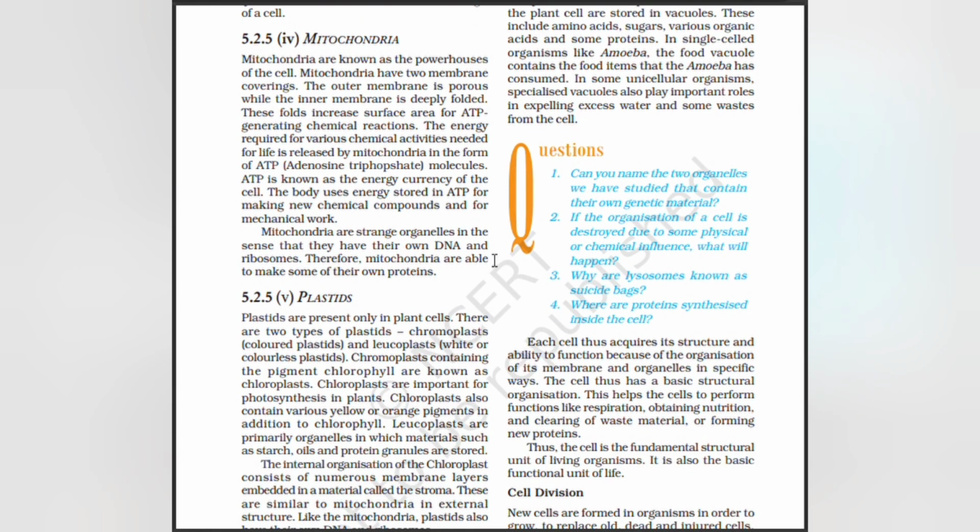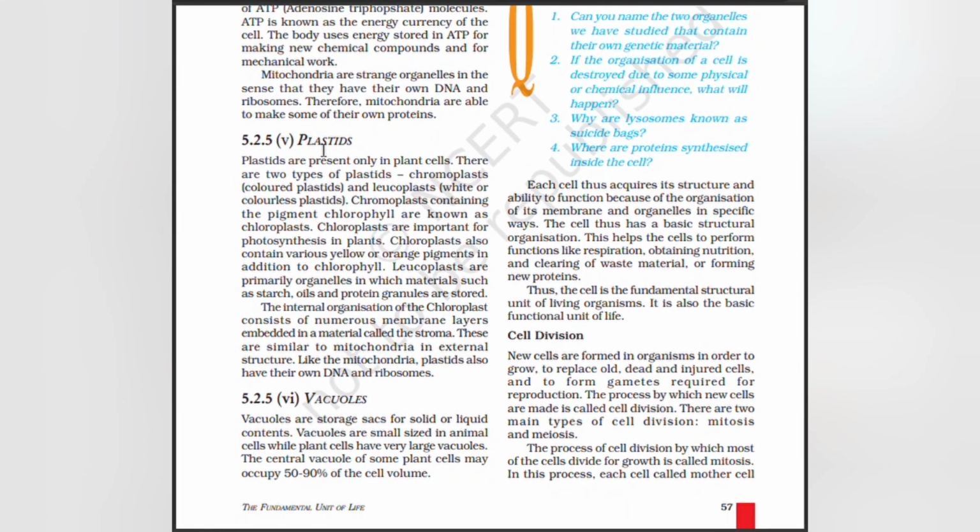Mitochondria are strange organelles in the sense that they have their own DNA and ribosomes. Therefore, mitochondria are able to make some of their own proteins. Plastids. Plastids are present only in plant cells. There are two types of plastids: chromoplasts, that is colored plastids, and leucoplasts, colorless plastids. Chromoplasts, containing the pigment chlorophyll, are known as chloroplasts.